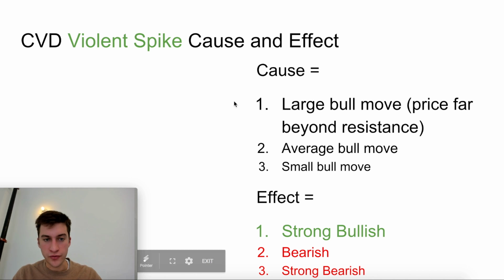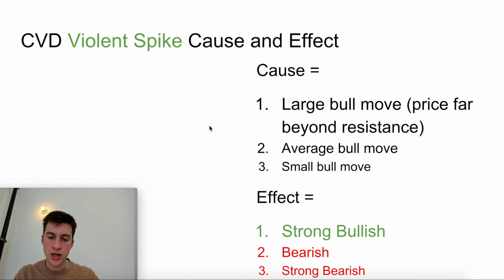An average bull move with a violent spike in CVD is typically going to be bearish more often than not. And a small bull move with a violent spike in CVD is typically going to be very strong bearish more often than not. When I say small bull move, what I mean by that is a bullish move that has one of 2 properties. Either a very small body where price just isn't able to go much higher but CVD spikes, or a small body, high tail. So price makes a tail that goes much, much higher, and that would also be a small bull move.